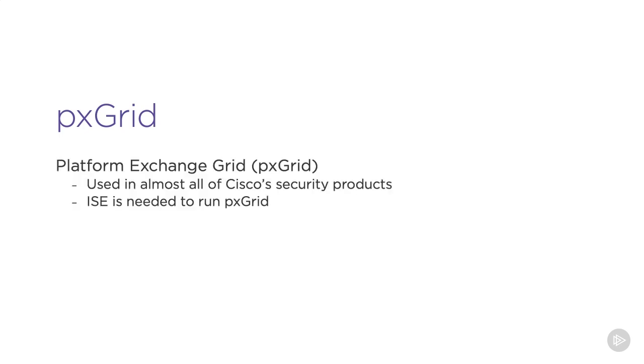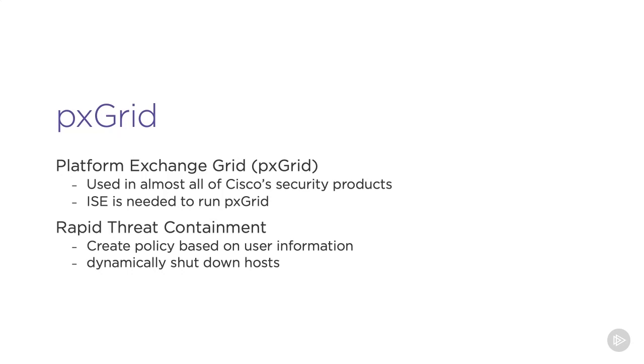I also want to mention pxGrid really quickly, as this is a technology that allows for a lot of Cisco's integrations to function. It's called Platform Exchange Grid and is used in just about all of their security products today to allow for various context sharing and functionality integrations. Identity Services Engine is the center point of pxGrid and brokers all of the connections and information going in and out of the products. An example of pxGrid integration for Firepower code is something called Rapid Threat Containment.